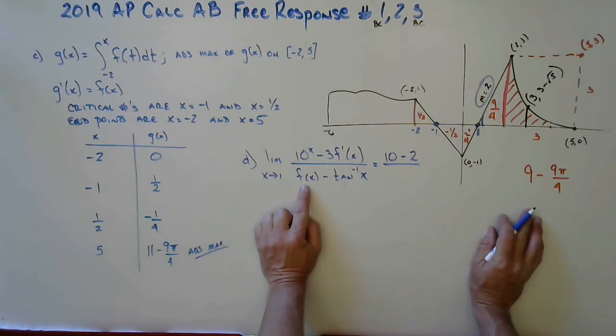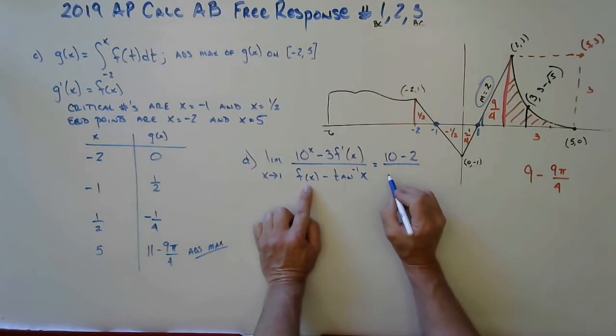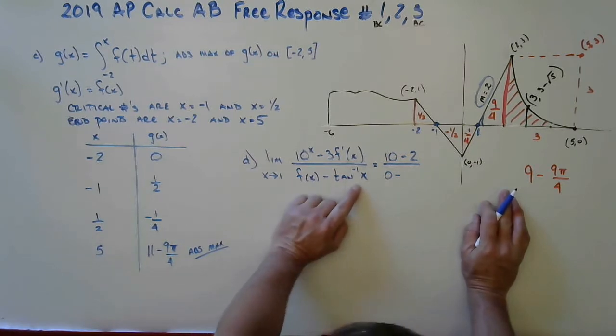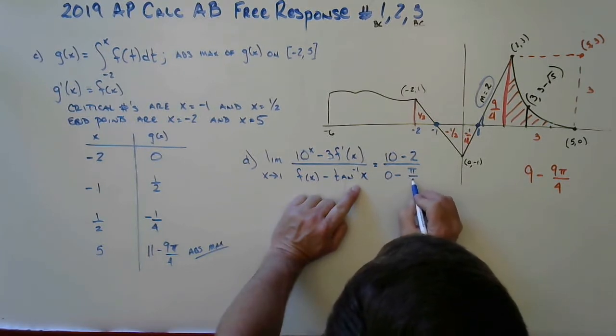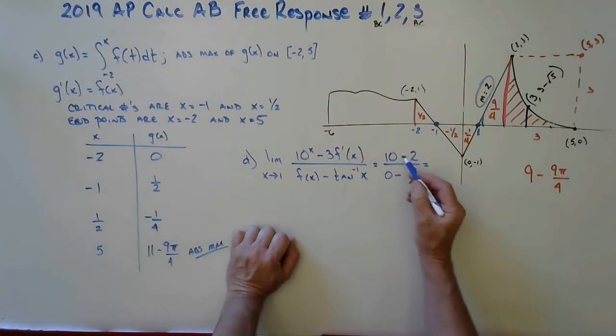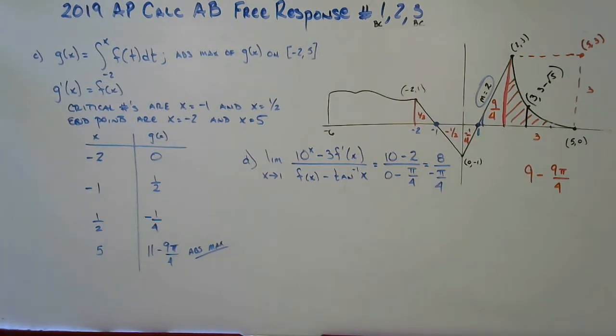What's f of x? Well, that's f of 1, right? F of 1 is 0 minus inverse tangent of 1, right? When does tangent equal 1? Tangent equals 1 at pi over 4. So what do we end up with when we're all done here? We end up with 8 divided by negative pi over 4.